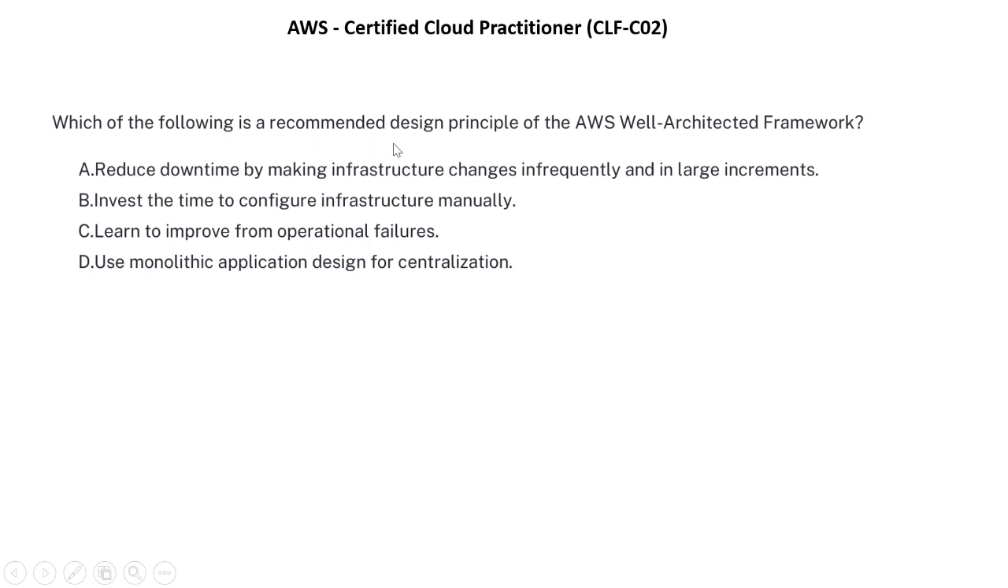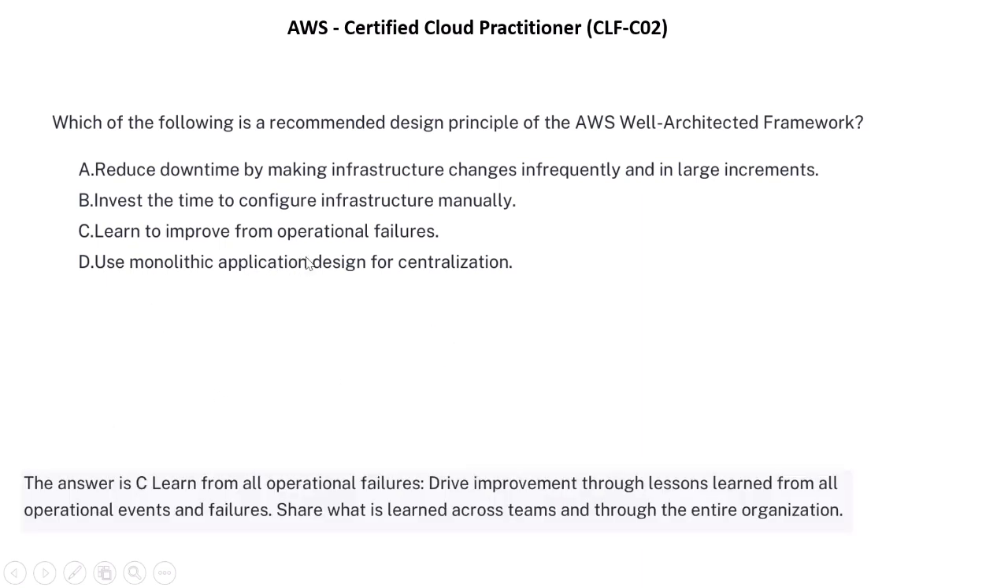Which of the following is a recommended design principle of the AWS Well-Architected Framework? The options are: option A, reduce downtime by making infrastructure changes infrequently and in large increments. Option B, invest the time to configure infrastructure manually. Option C, learn to improve from operational failures. Option D, use monolithic application design for centralization. The correct answer is option C, learn to improve from operational failures.